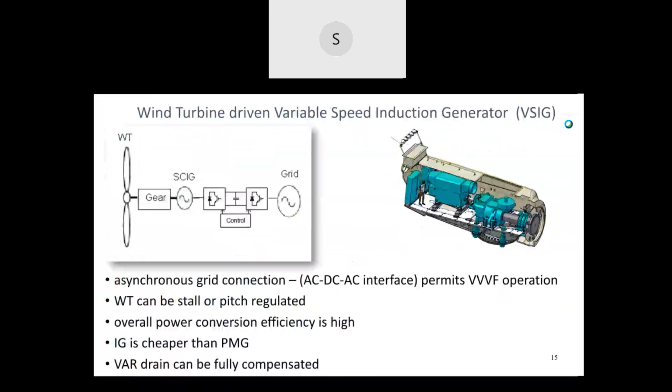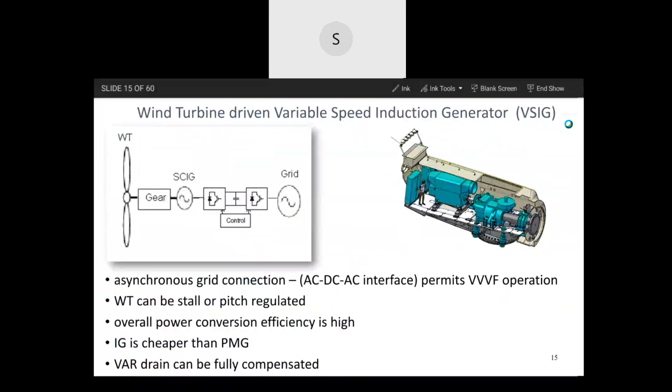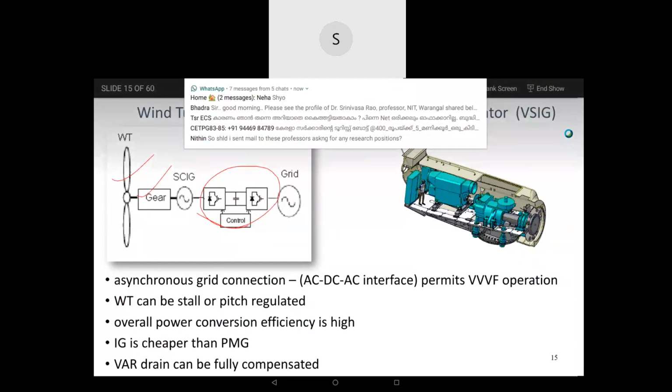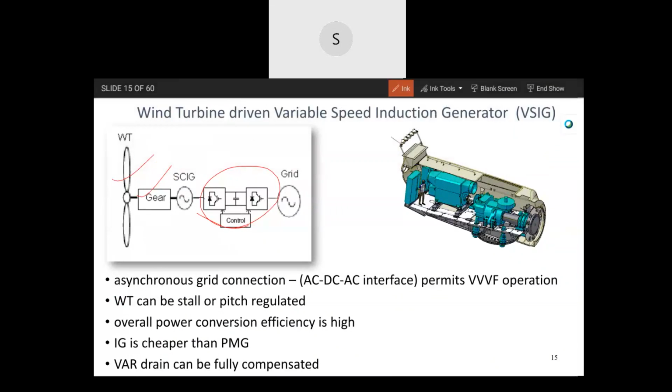You want a variable speed operation, and that is made to happen by variable voltage, variable frequency operation. That is possible with induction machine also in a similar way. You look here, the turbine, only the gear is required. Then this AC, DC, AC asynchronous interface is possible with induction machine also. So this concept came and it was commercialized also. We had one or two manufacturers, and there are machines installed in Tamil Nadu, this type of machine.